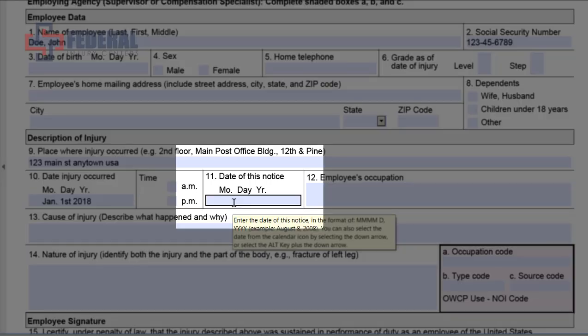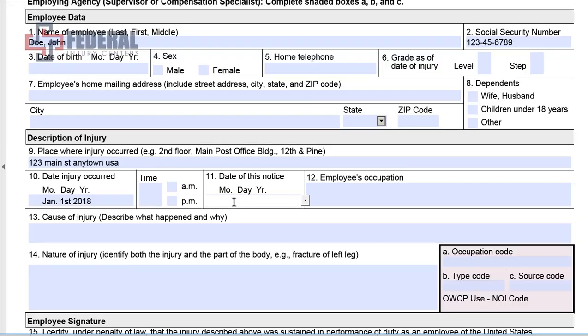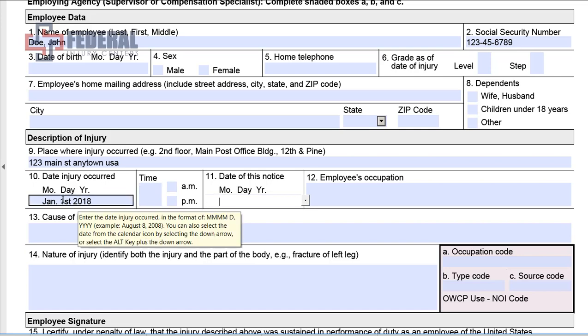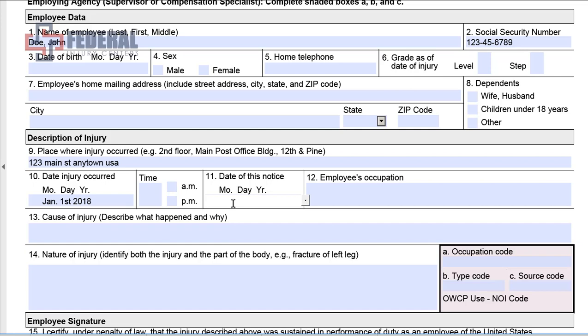Date of this notice. A little bit of confusion here sometimes. It's quite literally the day that you filled this notice in. So if it happens to be the same date as you got injured, then box 10 and box 11 would be the same. If you got injured, as the example we see here, January 1st, and then submitted this notice on January 3rd, then you'd go ahead and put January 3rd in box 11. So just to clarify the difference between box 10 and box 11, box 10 is the date the injury happened, the date the injury occurred. Box 11 is asking for the date that you turned this notice in.